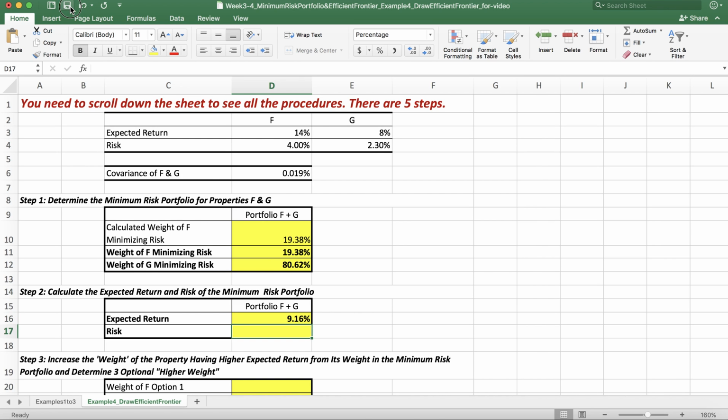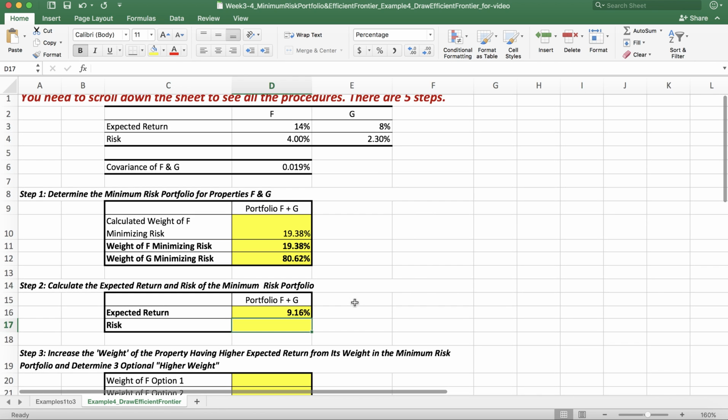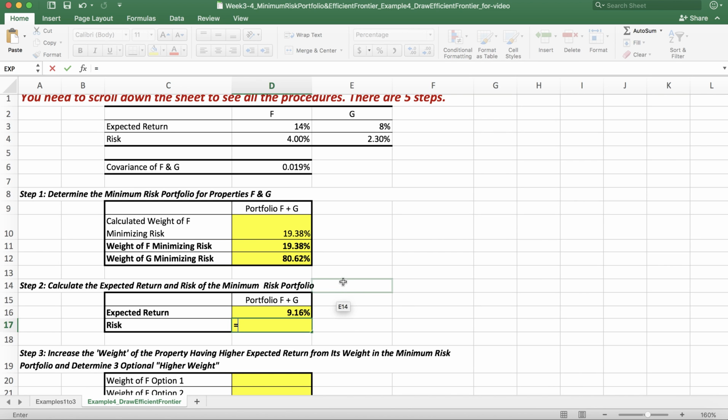Then risk. For the risk of our portfolio, we have equal weighting of F raised to the power of 2 times risk of F raised to the power of 2, plus weighting for G raised to the power of 2 times risk of G raised to the power of 2, plus 2 times weighting for each property F times property G, then times the covariance.